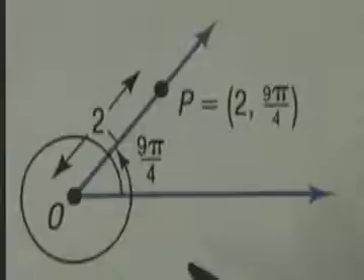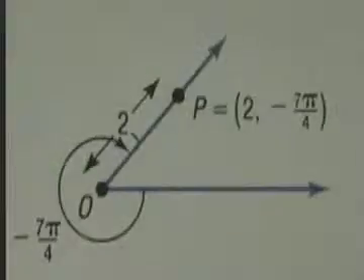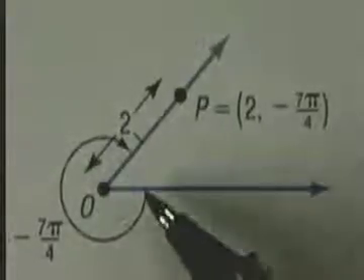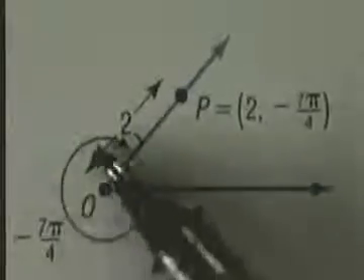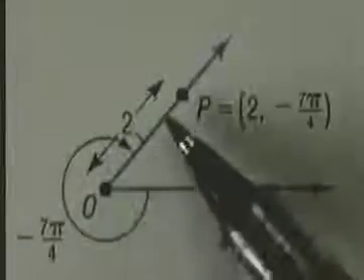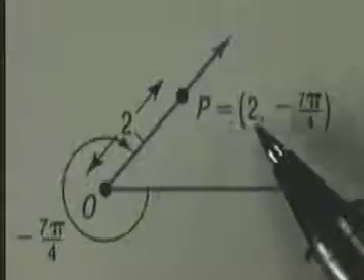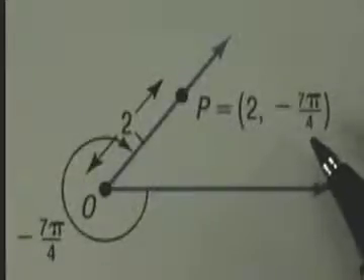Could we also rotate in the clockwise direction? The answer is yes. What would the angle be then? In that circumstance, the angle would be negative 7 pi over 4. We'd still have the same terminal side. The distance from the origin to the point is still 2. So the point would be 2 comma negative 7 pi over 4.